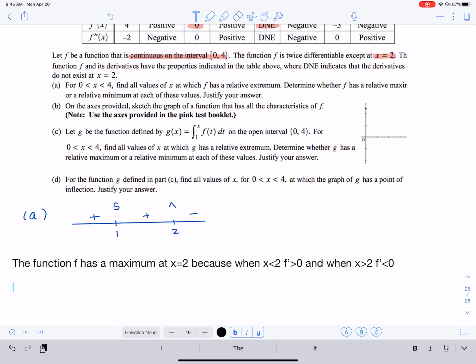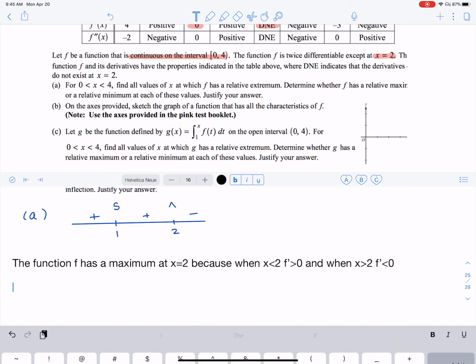Let's keep on going. So that's letter A, right? I don't think there was anything left in letter A. Determine what? Nope. Perfect. Let's move on to letter B.